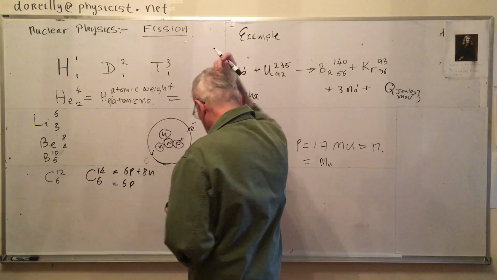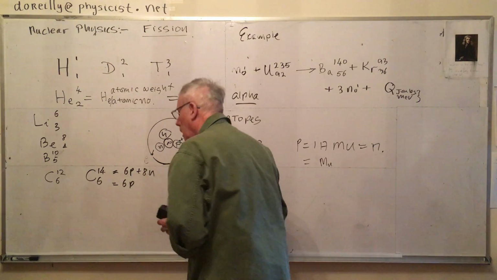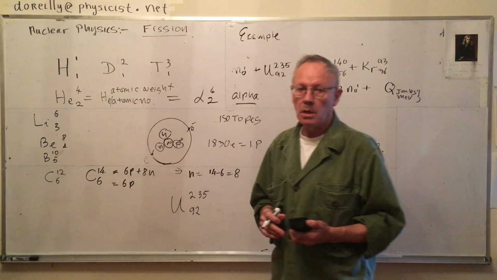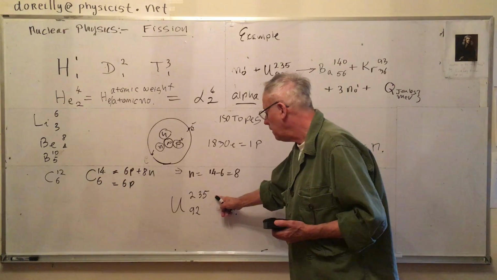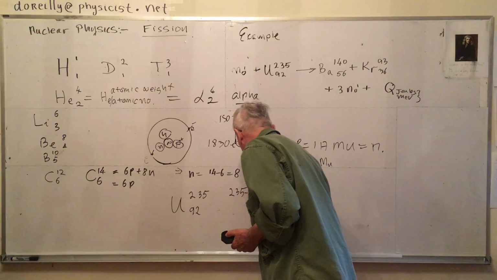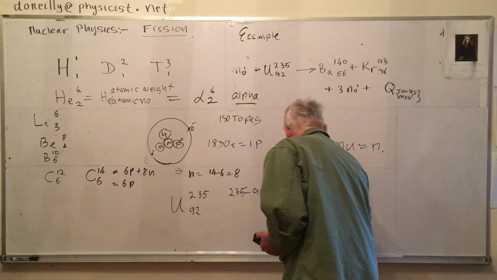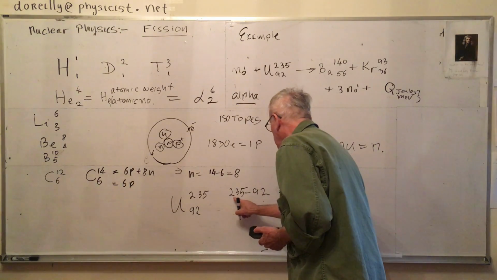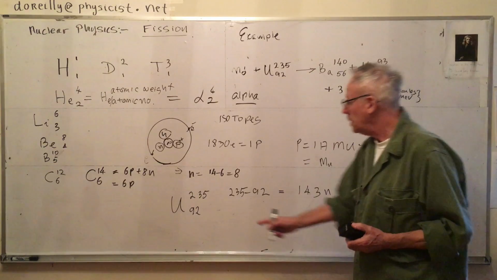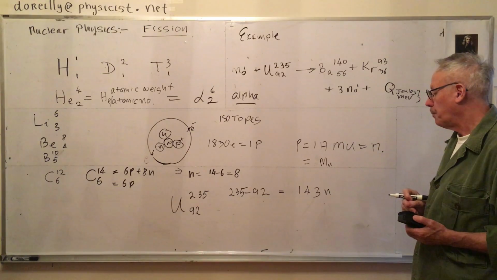There are different isotopes of uranium. Let's do uranium-235, the fissionable isotope of uranium. How many neutrons are in there? 2 from 5 leaves 3, 9 from 23 leaves 14. So there are 143 neutrons in uranium-235, the fissionable nucleus, the one I put up there.